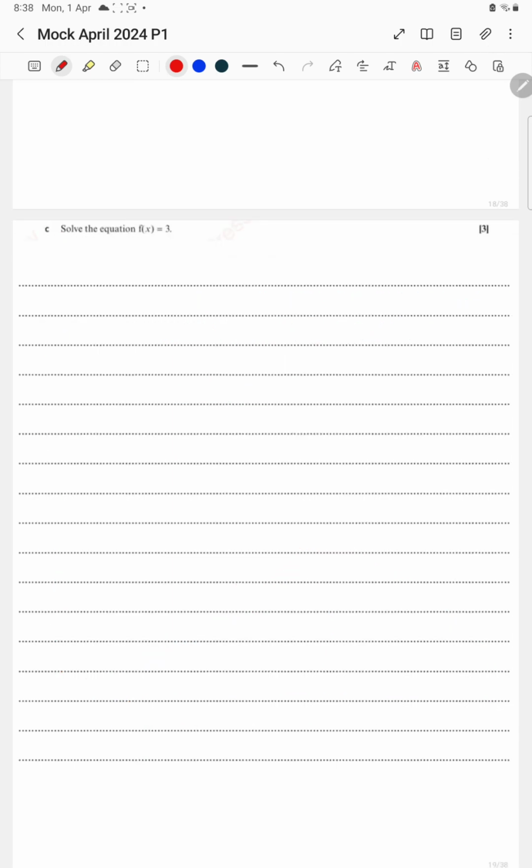Let's proceed to the next. Guys, it is given: solve the equation f of x equal to 3. f of x was 6 minus 5 cos x equal to 3. So 5 cos x equals 3, so cos x will be 3 by 5. Here cos x is greater than 0, positive, so it can fall in the first or fourth quadrant. You know it's in radians, so change the calculator mode into radian.